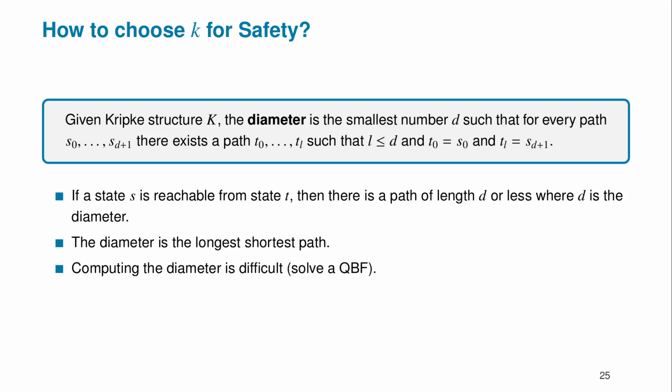What does this mean? If a state S is reachable from a state T, then there is a path of length D or less such that we can go from S to T. So the diameter gives us the longest shortest path in the graph that a Kripke structure basically is, and this number indicates the maximum number of required steps in order to ensure that we do not miss a problematic state.